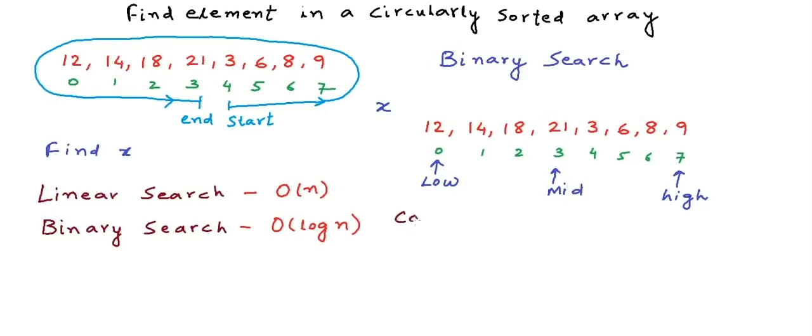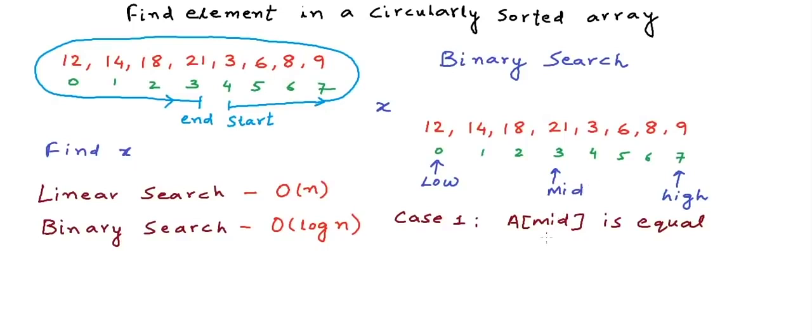Now the first case would be that the element at mid index, A[mid], is equal to x. As we do in a normal binary search, we will compare the middle element with the number that we are looking for, x.